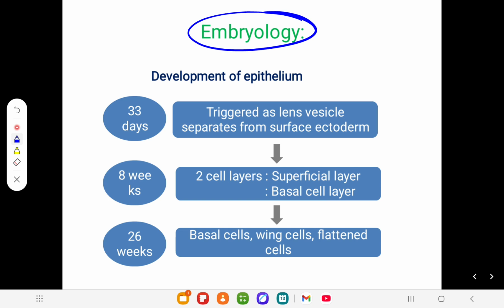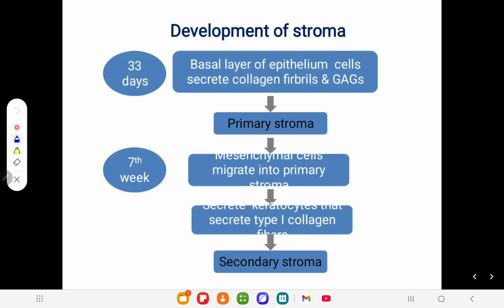Okay, so development of epithelium, as we know, at 33 days of gestation, triggered as the lens vesicle separates from the surface ectoderm, and definitely epithelium is developed by surface ectoderm. So two layers are superficial and the basal cells, and at 8 weeks of gestation and 26 weeks of gestation, all layers differentiate to basal cells, wing cells, and flattened cells, isn't it?